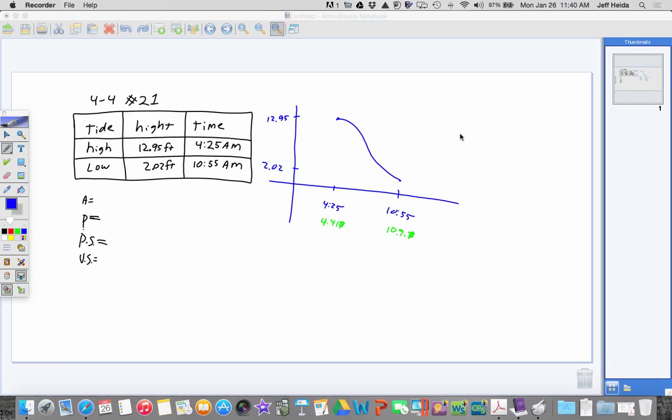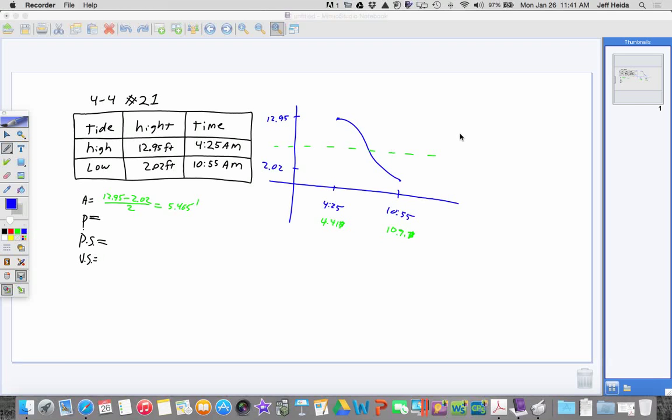So we have those times. How do you calculate amplitude? The range divided by 2. The low plus the high divided by 2 would be the average, which would be the midline. How do you calculate amplitude? The high minus the low divided by 2 is how you calculate the amplitude. What is the amplitude? 5.465.